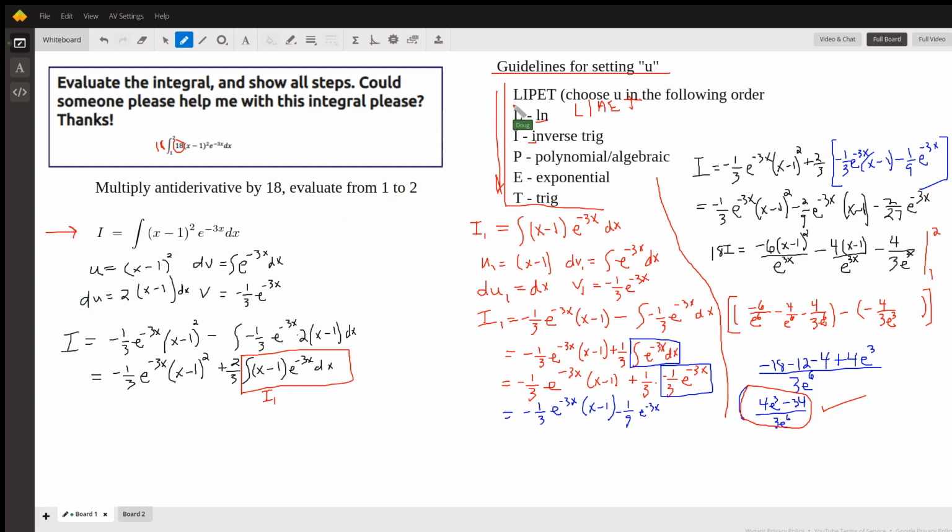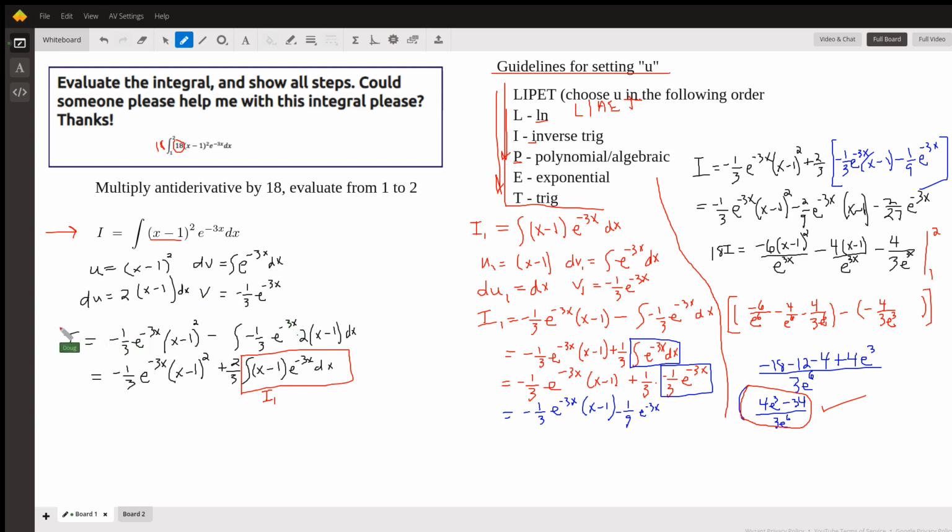Okay, and if we use LIPET and go down this row or column, P is the first thing that we run into. So that means let's try to set u to x minus 1 the quantity squared. So du is 2 times the quantity x minus 1 dx. And dv is everything else except u. So dv would be e to the minus 3x dx, and the antiderivative v would be minus 1/3 e to the minus 3x.